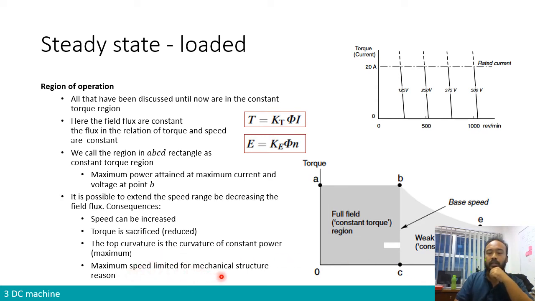We limit the speed due to a mechanical structure reason. We may theoretically, for example, reduce the flux to zero. If you reduce the flux to zero, then you have infinite speed. But of course, that won't be possible because we need at least the field flux so that the armature can interact with it to produce a certain force, a certain torque. But the speed usually is limited, not due to that, it is limited much lower. It's limited to a certain point due to mechanical structure reason.